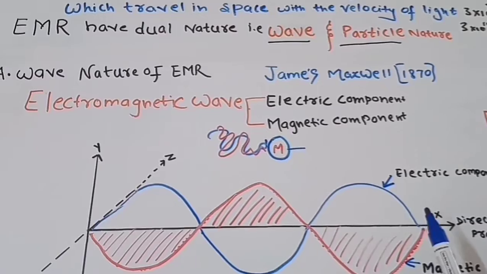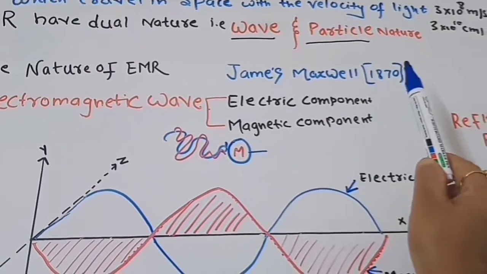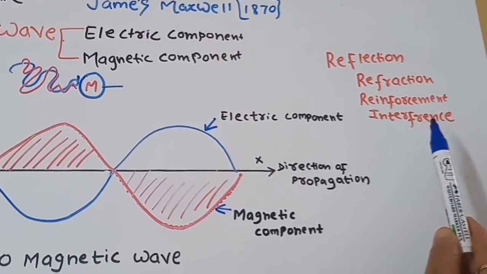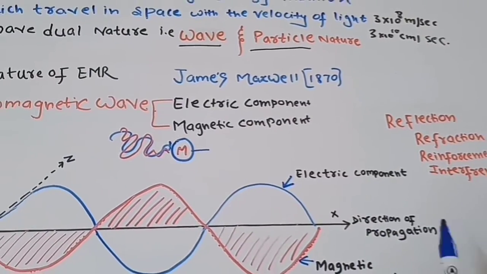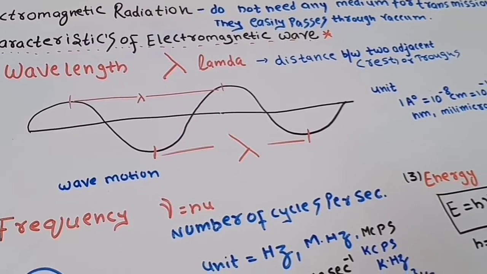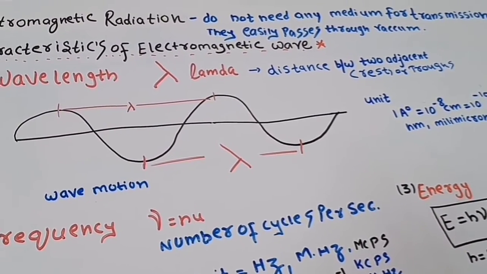And any radiations will have the dual nature, means wave nature as well as the particle nature. Some properties like reflection, refraction, reinforcement and interference, all these phenomena are explained with the help of our wave nature. As the electromagnetic radiations do not need any medium for the transmission, they can easily pass through the vacuum.